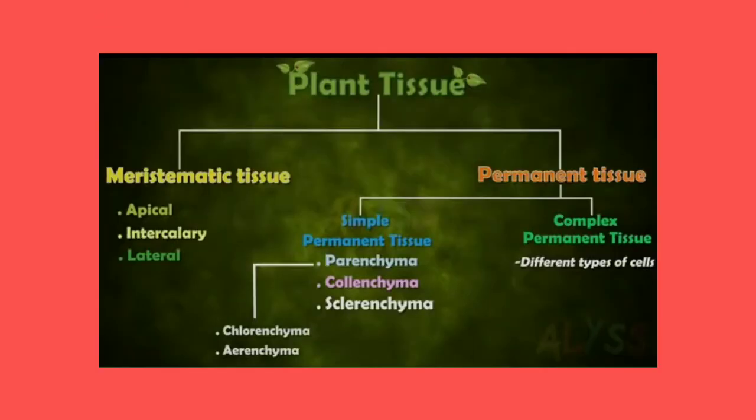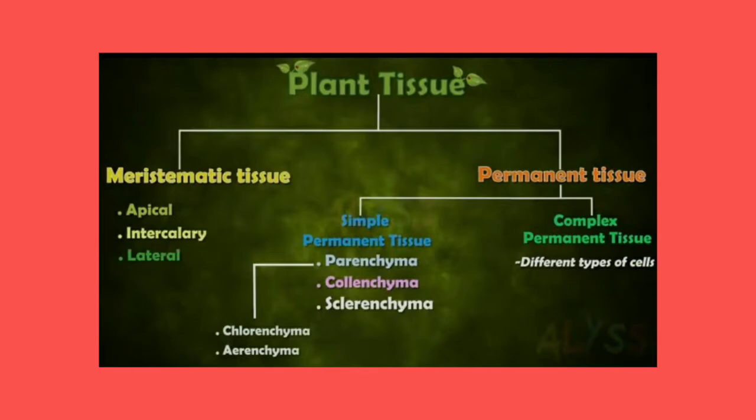Plant tissue is divided into 2, meristematic tissue and permanent tissue, where meristematic tissue is further subdivided into apical, intercalary, lateral, and permanent tissues are divided into 2 types, simple permanent tissue and complex permanent tissue, where simple permanent tissue is further subdivided into parenchyma, chlorenchyma, and sclerenchyma.